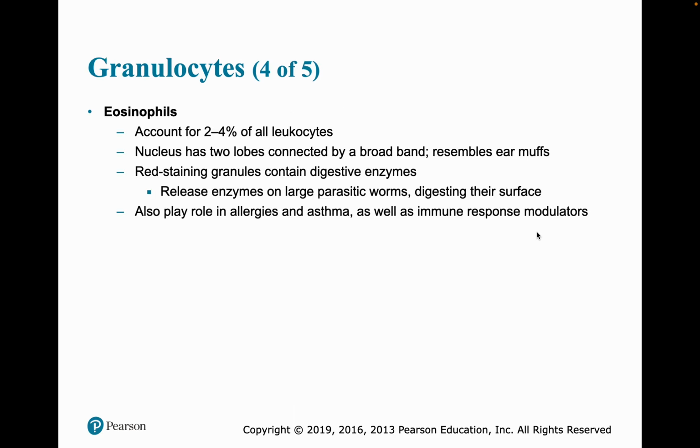Eosinophils, 2 to 4% of leukocytes. The nucleus has 2 lobes connected by a broad band, like earmuffs or dumbbells. They are more red staining, having digestive enzymes that work more with the acidic dyes. They release enzymes on large parasitic worms to digest the worm from its surface inward. And they also play a role against allergies and asthma and are part of the immune response modulators.